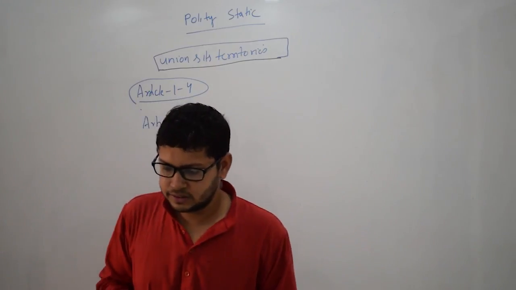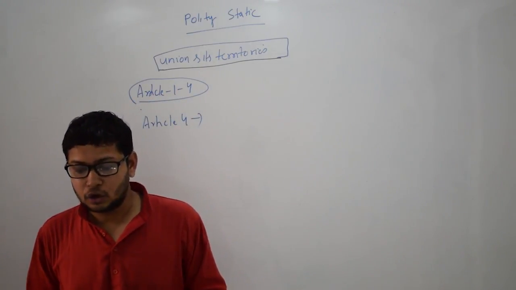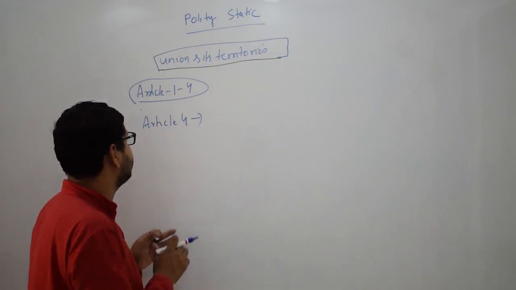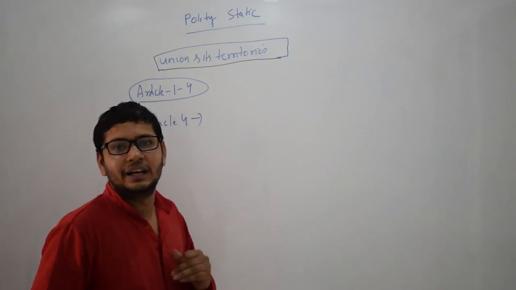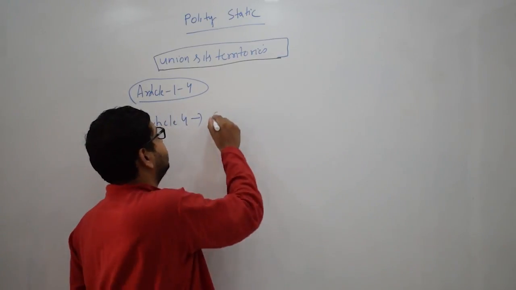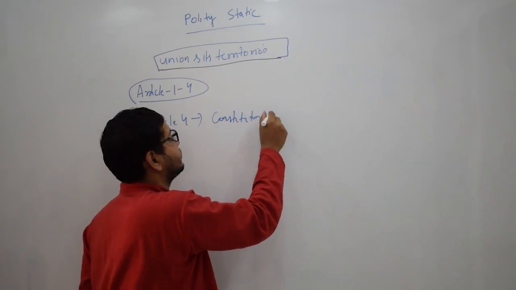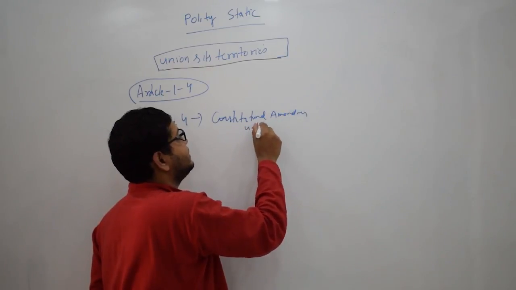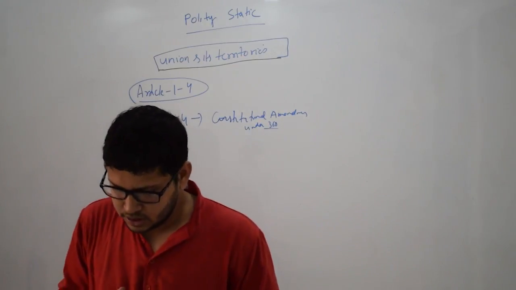Article 4 says that laws made under Article 2 and 3 are not to be considered under Article 368. So any law passed under Article 2 and 3 regarding formation of a state will not be considered a constitutional amendment under Article 368, which means that it could be passed by a simple majority itself.